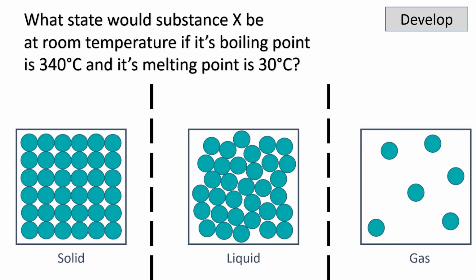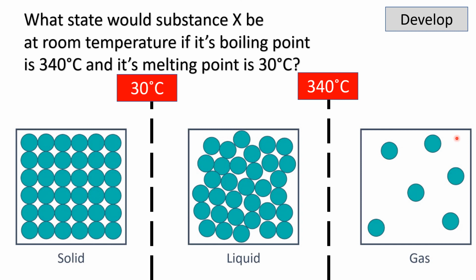So first of all, it's worth recognizing that room temperature in chemistry is 20 degrees, unless they say otherwise. Okay, so we're talking about what state would substance X be at 20 degrees. So let's put some numbers in here. It says the boiling point is 340 degrees. So let's put that there. That's the boiling point between liquid and gas. And its melting point between solid and liquid is 30 degrees.